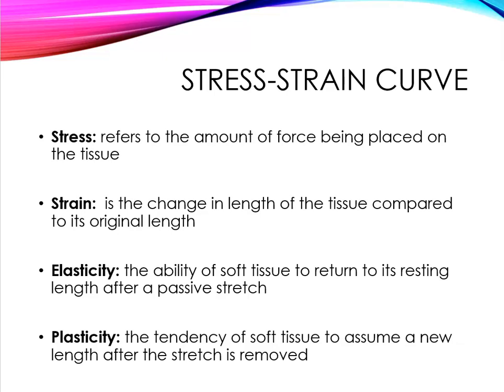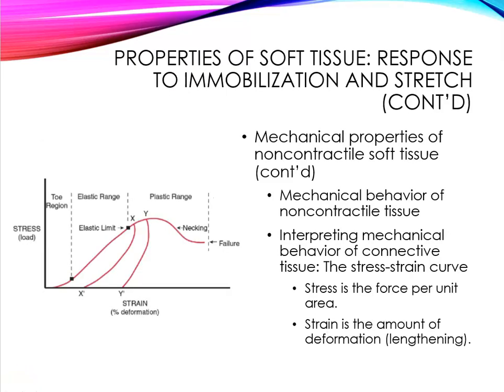Elasticity is the ability of soft tissue to return to its resting length after a passive stretch. Plasticity is the tendency of soft tissue to assume a new length after the stretch is removed. There are also different types of stress. There are 3 different kinds of stress that develop into a structure response and applied load.